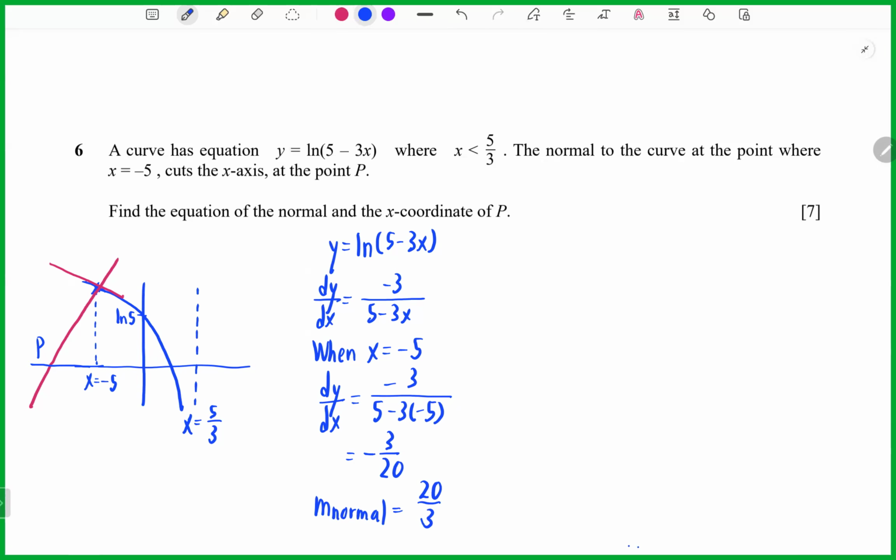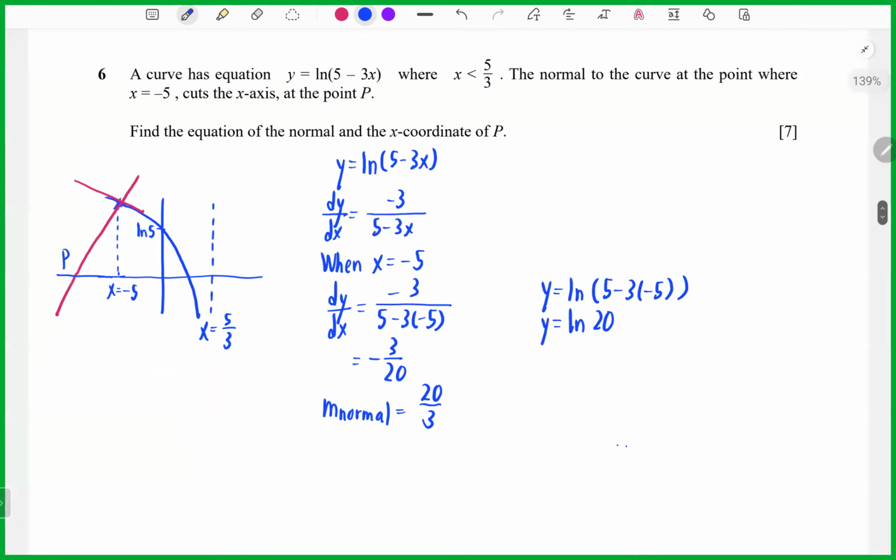Okay, now we can try to find the equation of the normal. Before we find it, because we just have the x-coordinate, we need to find the y-coordinate. So y equals to ln, 5 minus 3 times negative 5. So you will get 15 plus 5, y equals to ln 20.